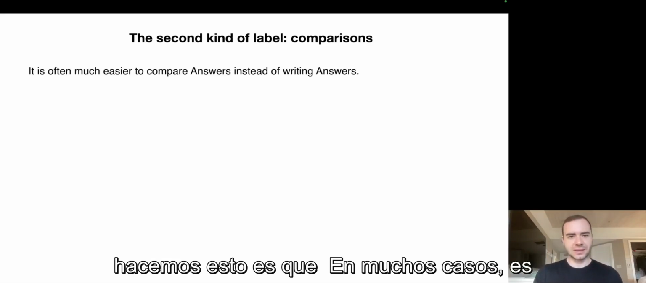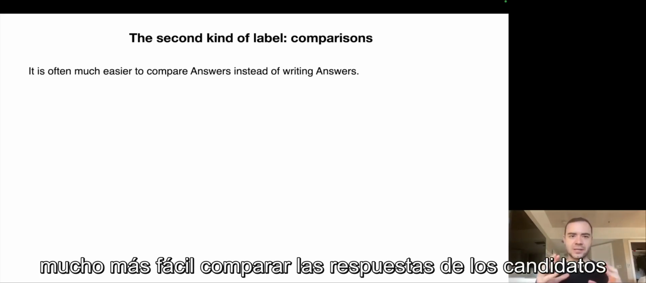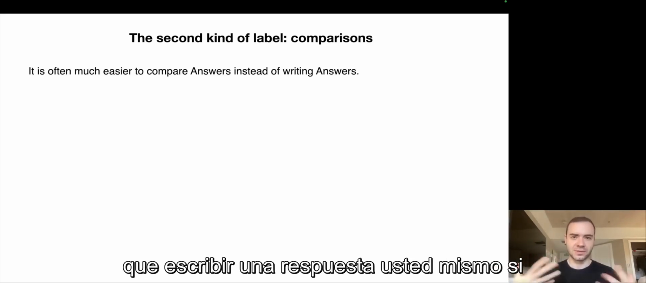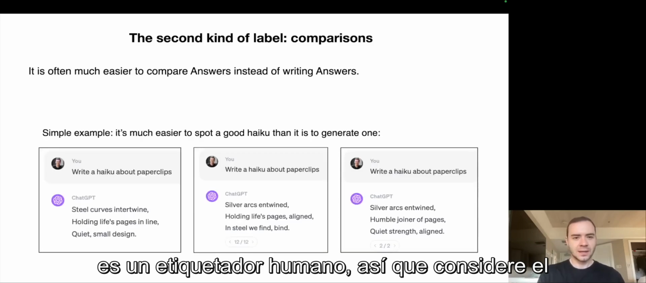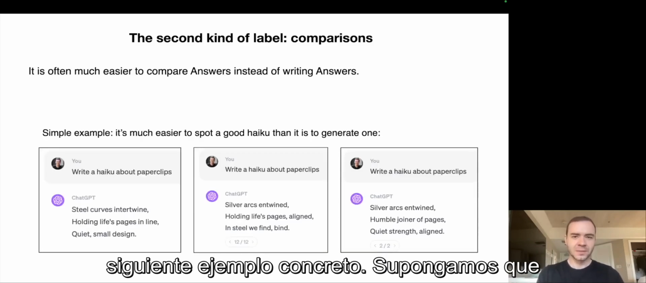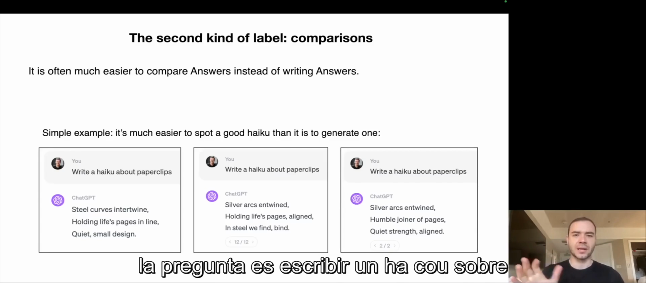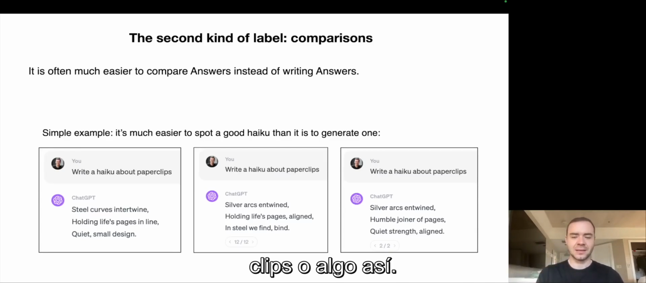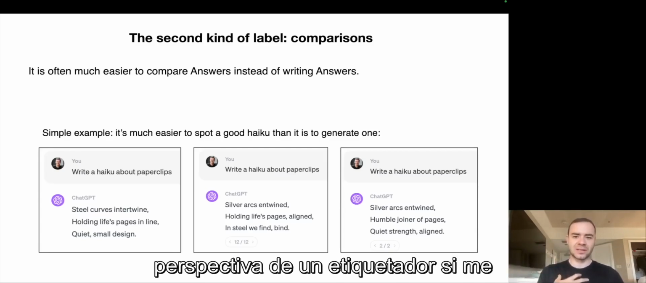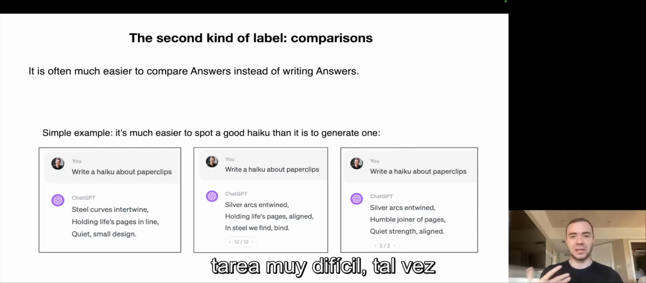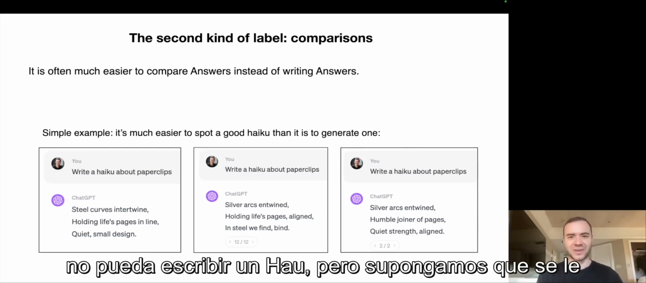The reason that we do this is that in many cases, it is much easier to compare candidate answers than to write an answer yourself if you're a human labeler. So consider the following concrete example. Suppose that the question is to write a haiku about paperclips or something like that. From the perspective of a labeler, if I'm asked to write a haiku, that might be a very difficult task, right? Like I might not be able to write a haiku.